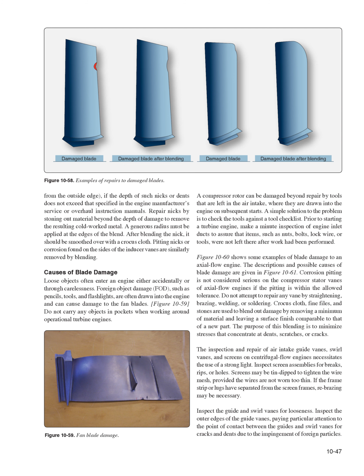The inspection and repair of air intake guide vanes, swirl vanes, and screens on centrifugal flow engines necessitates the use of a strong light. Inspect screen assemblies for breaks, rips, or holes. Screens may be tin dipped to tighten the wire mesh, provided the wires are not worn too thin. If the frame strip or lugs have separated from the screen frames, rebrazing may be necessary. Inspect the guide and swirl vanes for looseness. Inspect the outer edges of the guide vanes, paying particular attention to the point of contact between the guides and swirl vanes for cracks and dents due to the impingement of foreign particles.